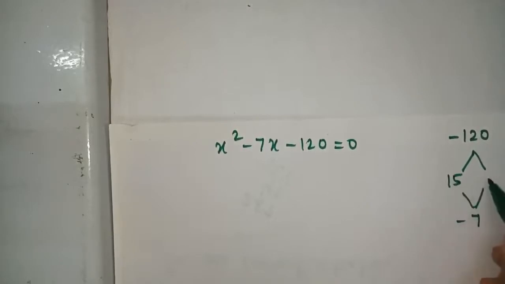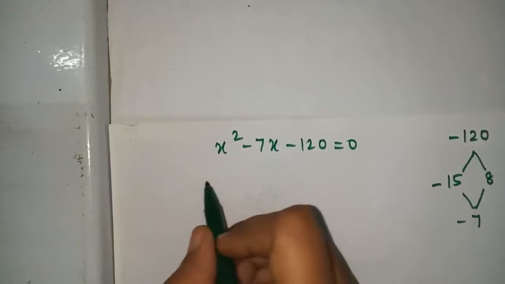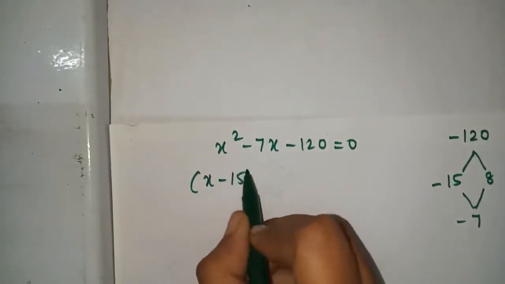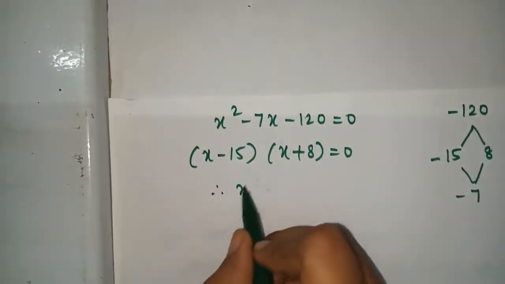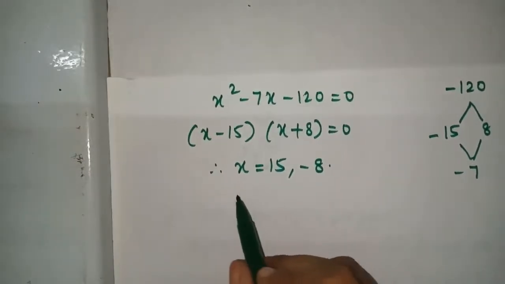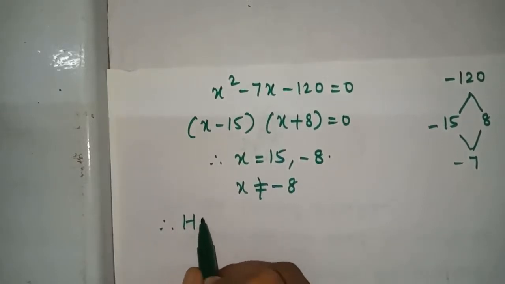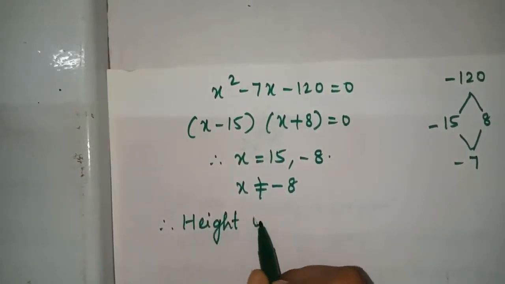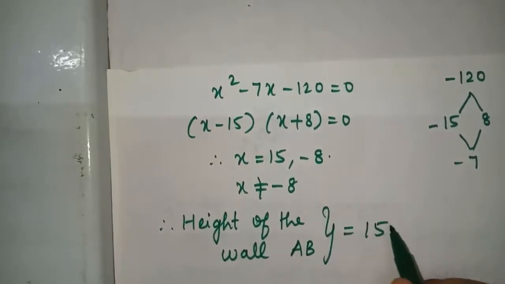So 15 and 8: 15 into 8 is 120, and we need to get minus 7, so minus 15 plus 8. Then the factors are x minus 15 into x plus 8 is equal to 0. Therefore x is equal to 15 or minus 8. Since x won't be negative, the height of the wall AB is equal to 15 feet.